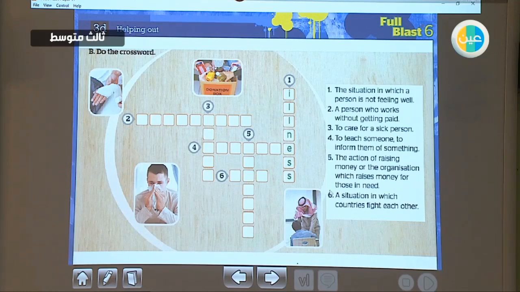You're going to do the same from 2 to 6, finding the words for those meanings and putting them in the correct places in the crossword. You can do it at home as homework.